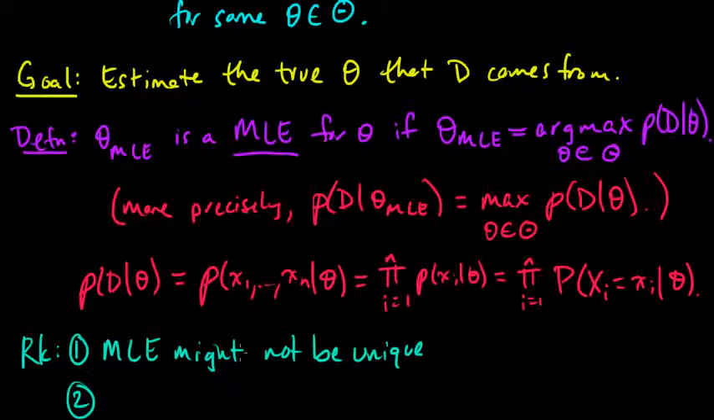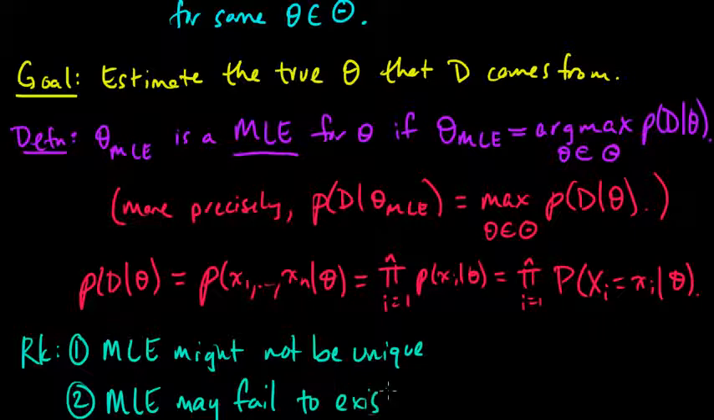Another, somewhat more unsatisfactory remark is that the MLE may fail to exist. There might not be a theta that achieves this maximum. There might not be a theta MLE that has this property. Basically, why that can happen is that this function might not have its maximum achieved at any theta. So I'll give an example of that a little later.